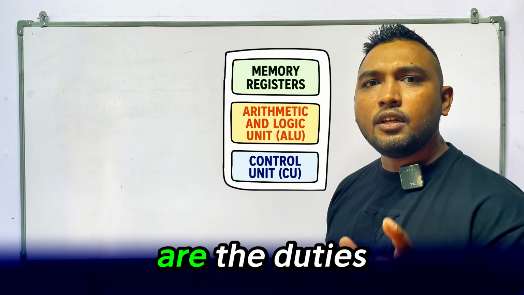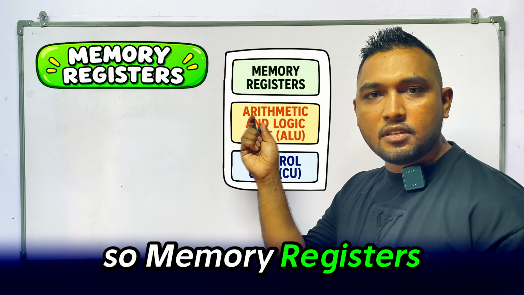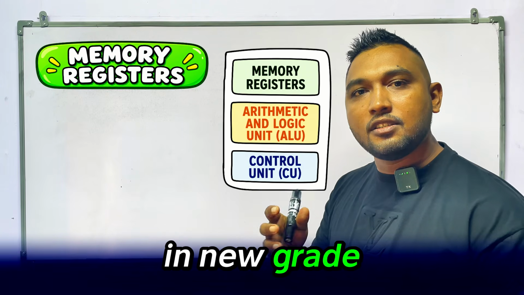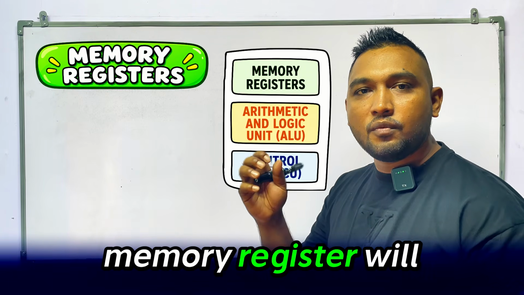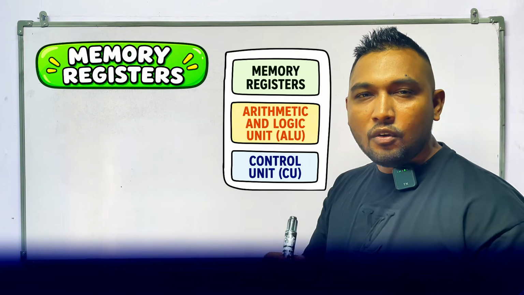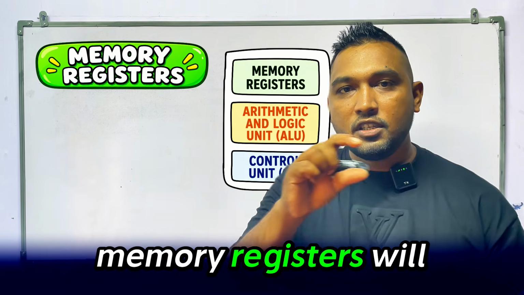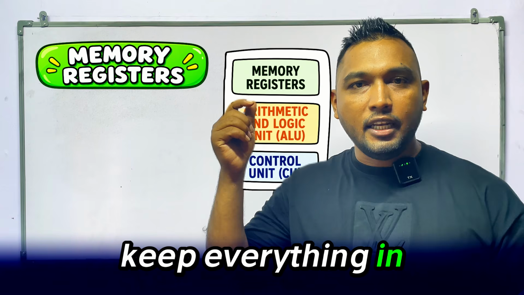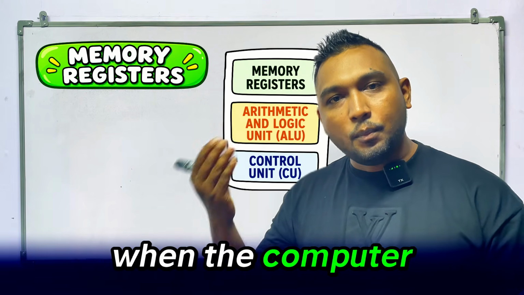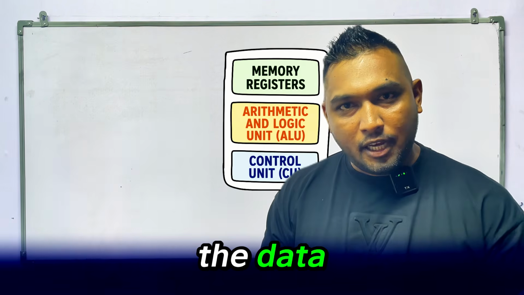Let's see what the duties of each of these parts are. The memory registers do a very simple thing. In your grade, just remember, the memory register will remember everything the CPU does for a short time, that means temporarily. Memory registers keep everything in their memory temporarily. When the computer is switched off, the memory registers will lose all the data.